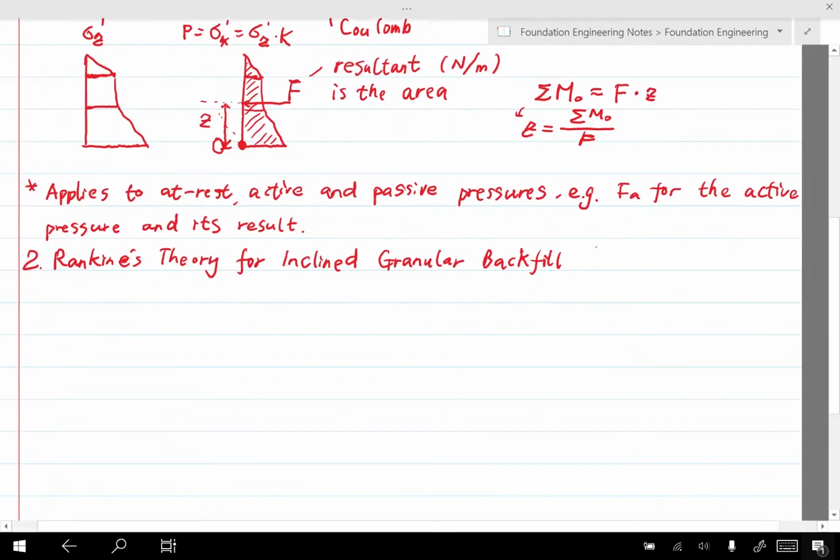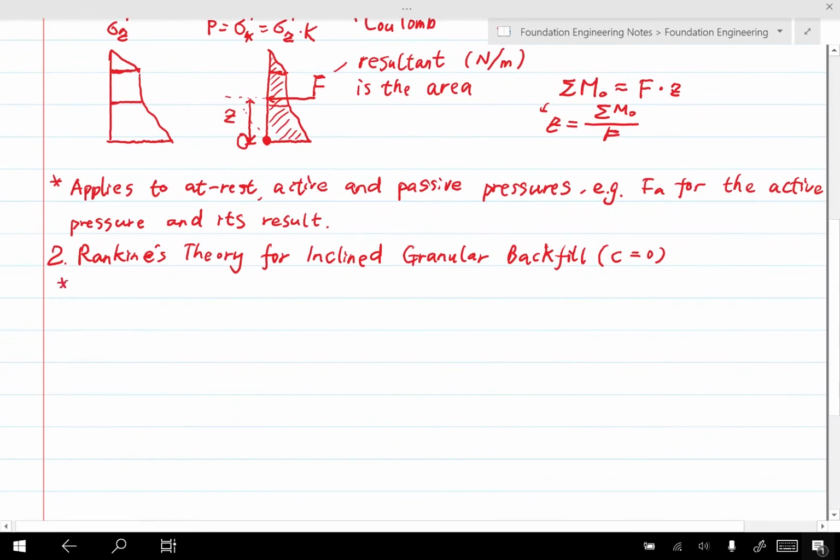It's a granular backfill, so it's a sand. The cohesion is limited. It is negligible, so we can assume that C equals 0. So let's first take a look at what we learned before.